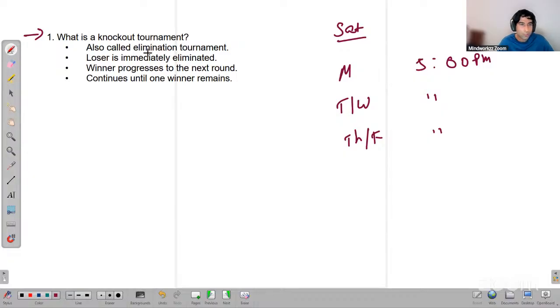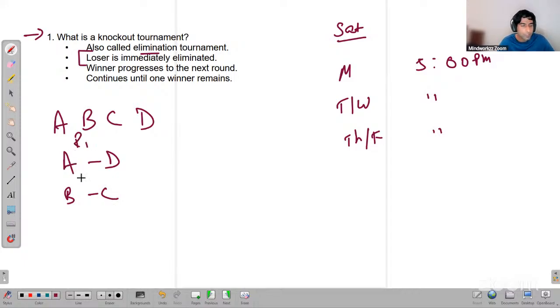A knockout is also called an elimination tournament. The loser is immediately eliminated. As I said, I took an example of four players, A, B, C, and D. Let's say A is playing against D and B is playing against C. This is the first round which is happening. Whoever wins will advance to the next round. Let's say A wins here and C wins here.